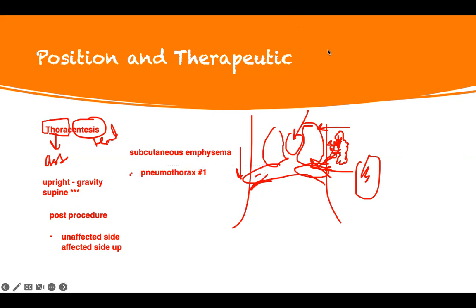After a thoracentesis, what do you watch them for? Watch them for pneumothorax. And how would you know they have pneumothorax? They will have subcutaneous emphysema, or they will become symptomatic. They will start having shortness of breath, or become diaphoretic.